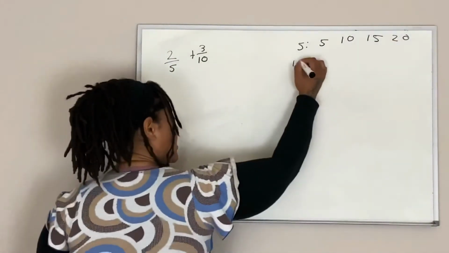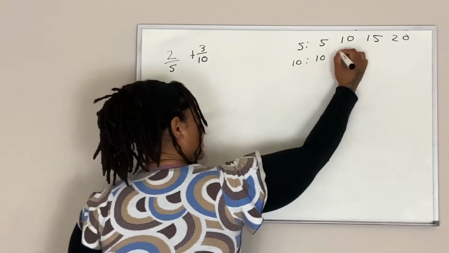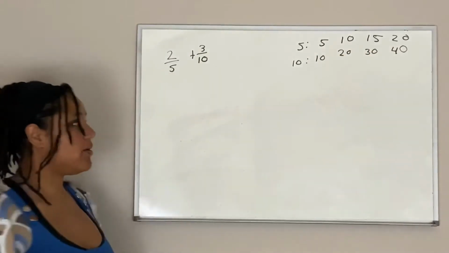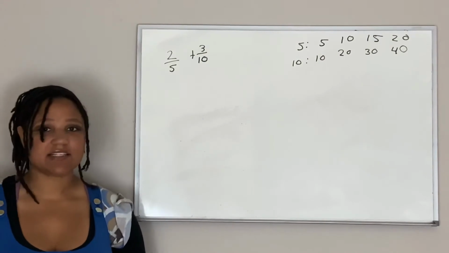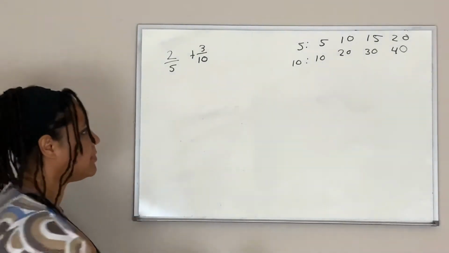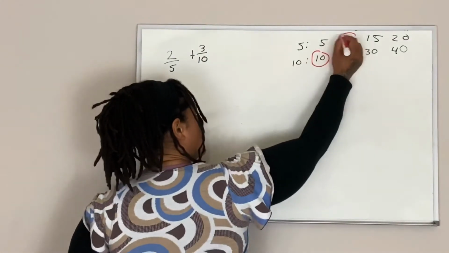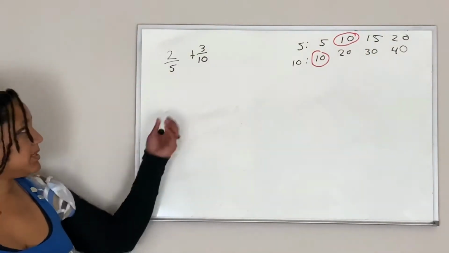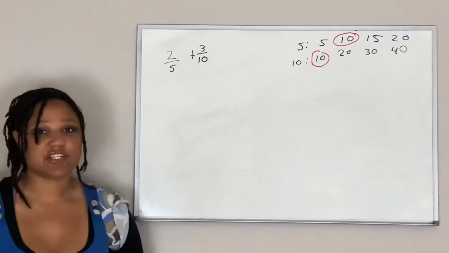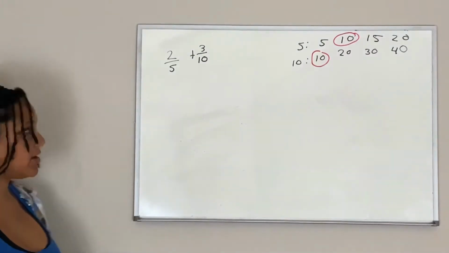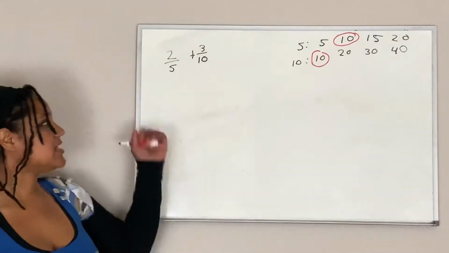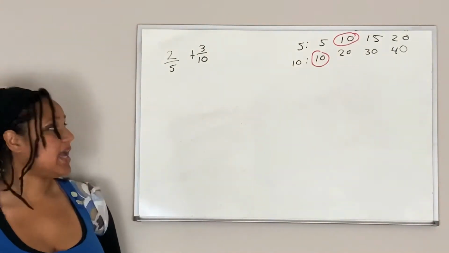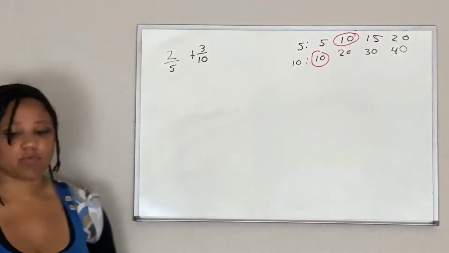And our multiples of 10 is 10, 20, 30, and so on. Alrighty, so now let's look at our least common multiple. Our least common multiple is 10. So in order to manipulate these fractions to give us a common denominator, I want to multiply the top and the bottom of 2/5 by the number 2. Why?